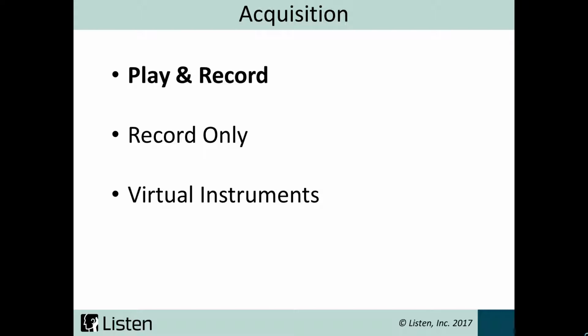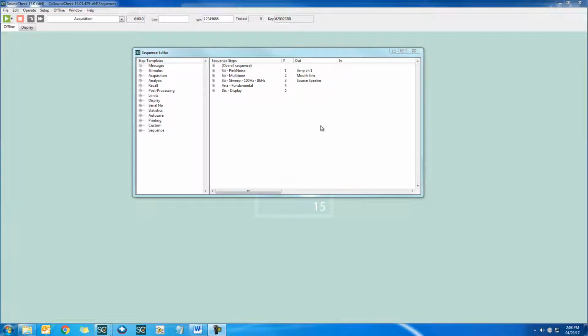In this video, we're going to go over the play and record mode of acquisition. Play and record plays stimuli from previous stimulus steps and simultaneously records signals. Let's open SoundCheck and take a look at the play and record step in a sequence.